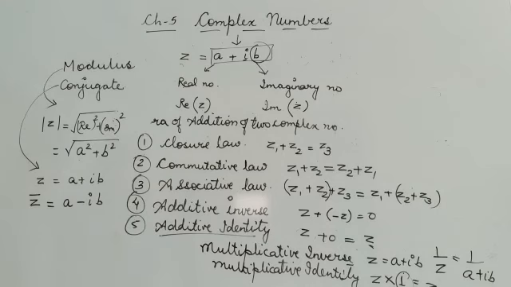Now children, modulus and conjugate have a relationship. That means if you multiply a complex number with its conjugate, then you will always get the square of its modulus. So this is an important formula that you are going to use in this chapter. So have a look.